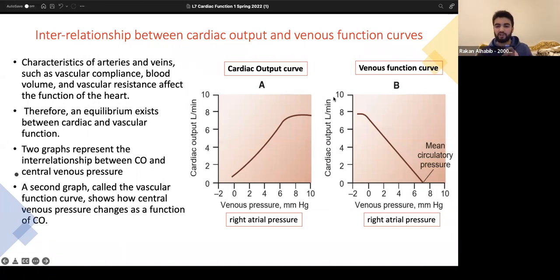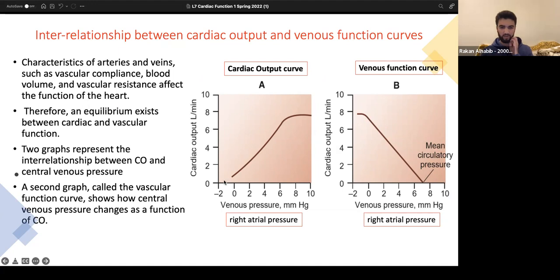Venous pressure and right atrial pressure are usually used concurrently. It's fine. They usually use it concurrently for some reason. The doctor last year used it concurrently. He said they are both the same thing.